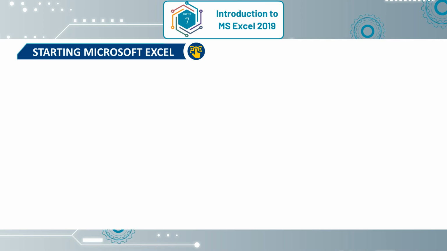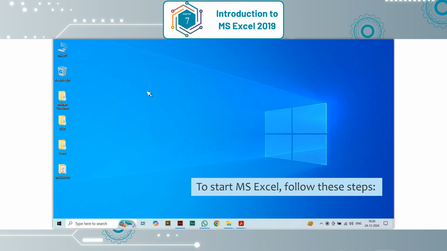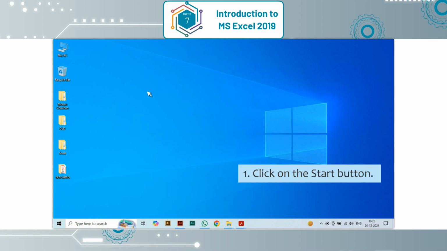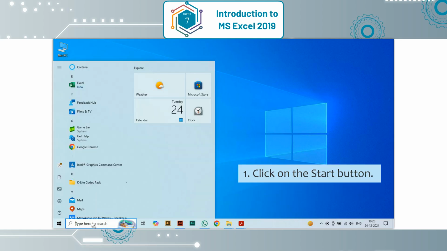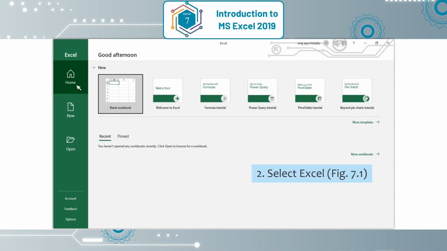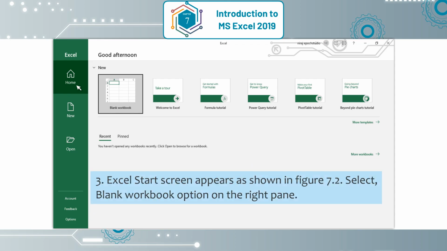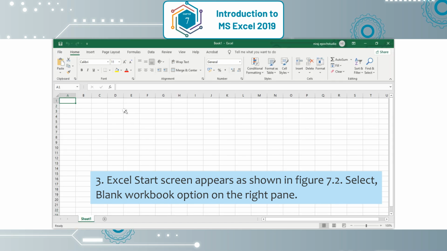Starting Microsoft Excel. To start MS Excel, follow these steps. 1. Click on the Start button. 2. Select Excel, Figure 7.1. 3. Excel Start screen appears as shown in Figure 7.2. Select Blank Workbook option on the right pane.